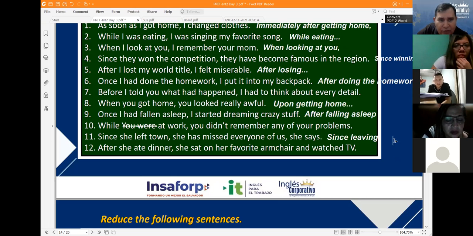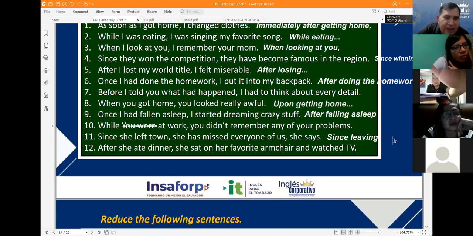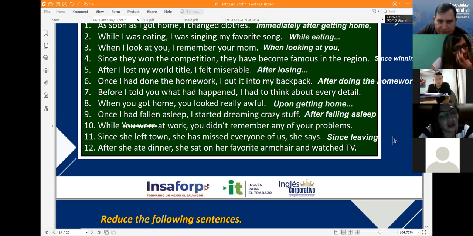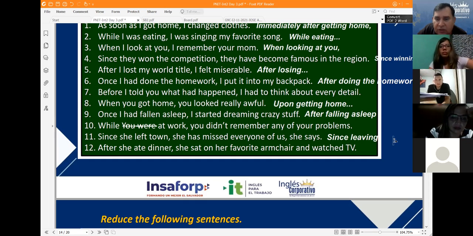Okay. And the last one is the one that I'm going to give you. Number 12: after she ate dinner, she sat on her favorite armchair and watched TV. What do we say? You can reduce it in two forms. After eating dinner, she sat on her favorite armchair and watched TV. One. What's the other one? After dinner, she sat on her favorite armchair and watched TV. So the two forms are possible, okay?